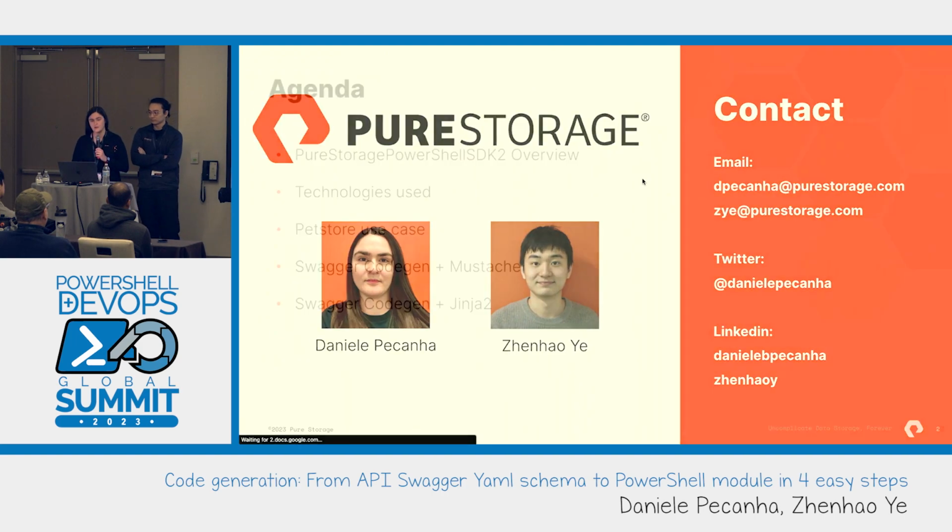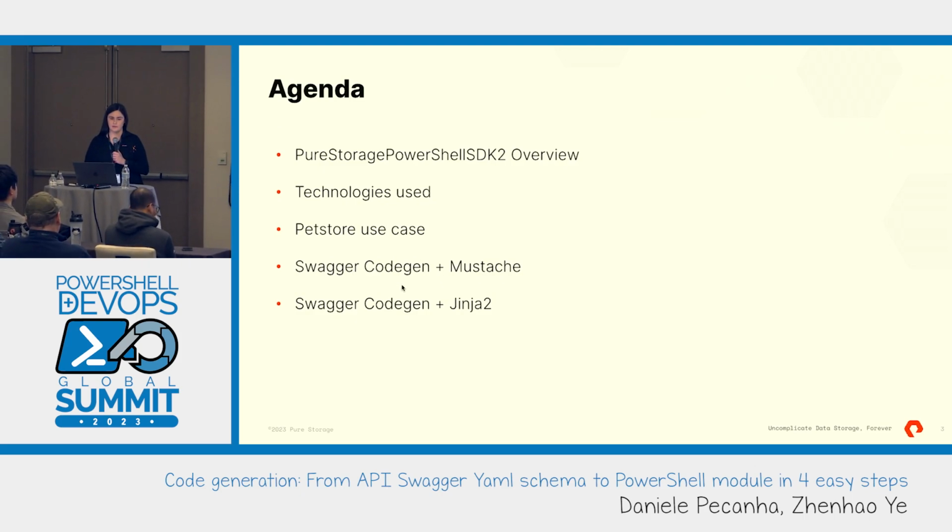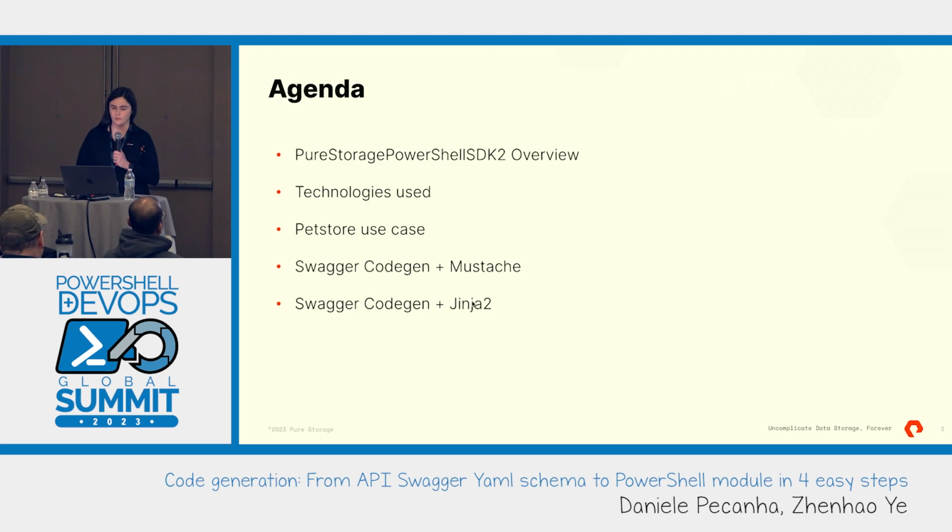Quickly through our agenda today, we're going to briefly show our real case scenario, which is the PowerShell SDK 2 that Zhenhao mentioned, and what we achieved there. Then we briefly talk about the technologies we used, and then we introduce a simpler example, the pet store example, which will make it easier to look into the demos. And then we go through the two approaches that we have tried, the one with Mustache and the one with Version 2, so you can see which one is better for your case.